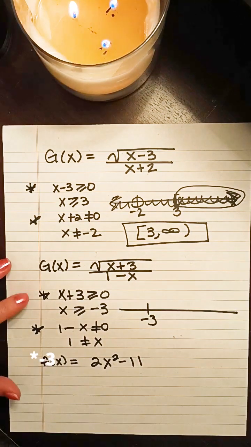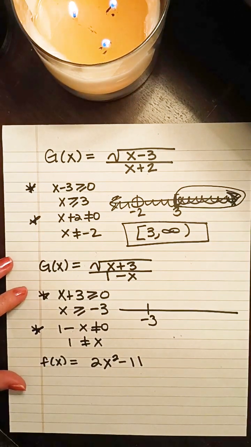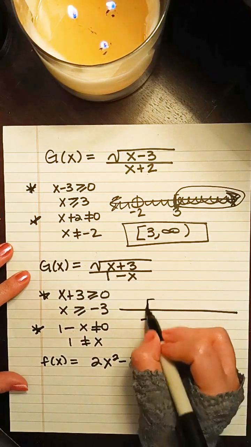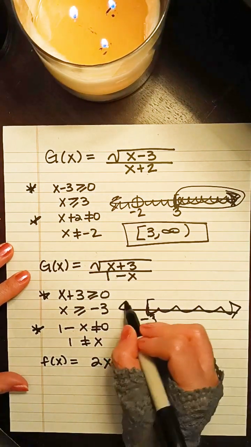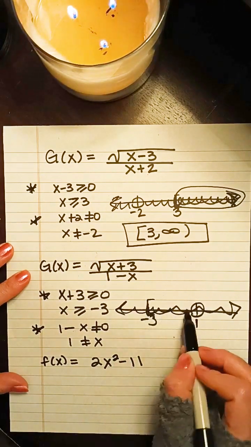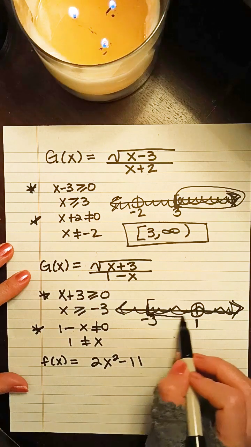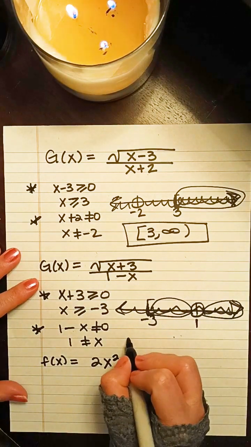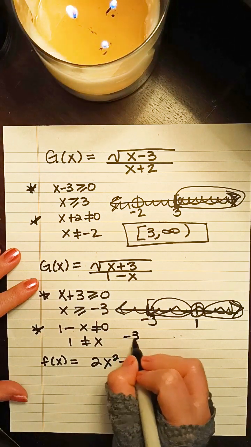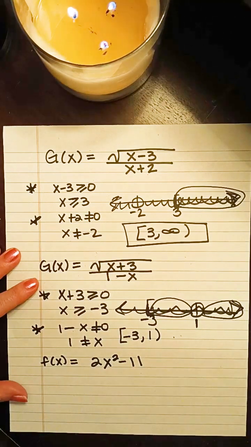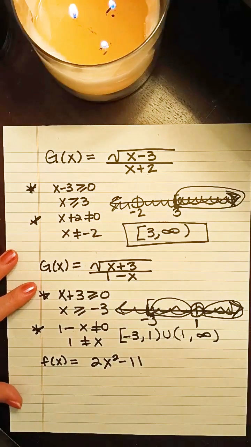So we're putting both of these on the number line. So we have this, and x can't be 1. x can't be 1 here, but it can be all of this. And where do we shade twice? In here and in here. So reading the graph left to right, where we shaded twice, from negative 3, including negative 3, to 1, not including 1, union 1, not including 1, comma, infinity.